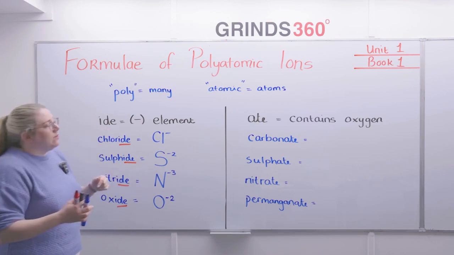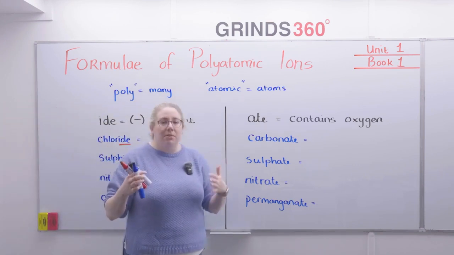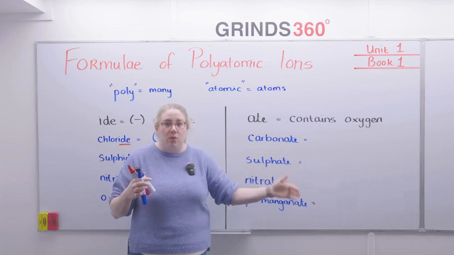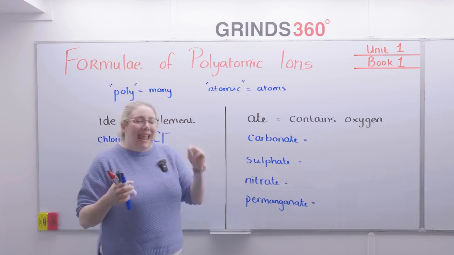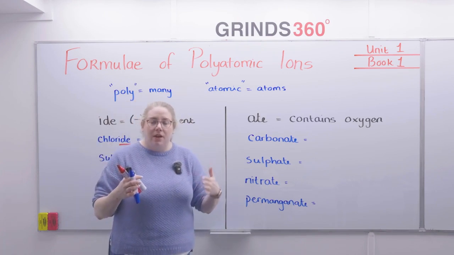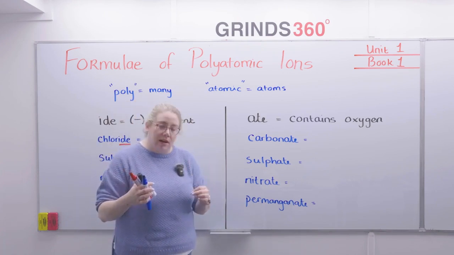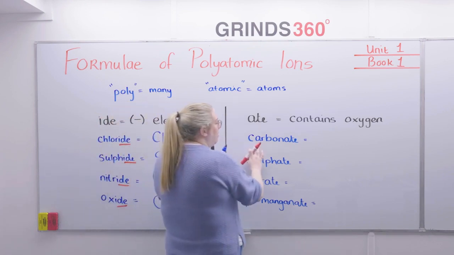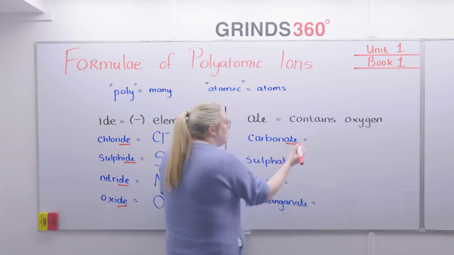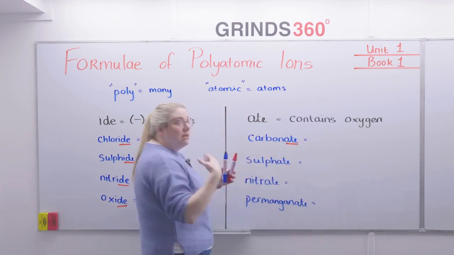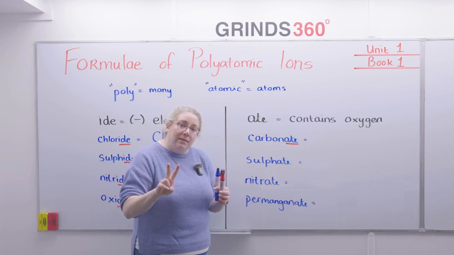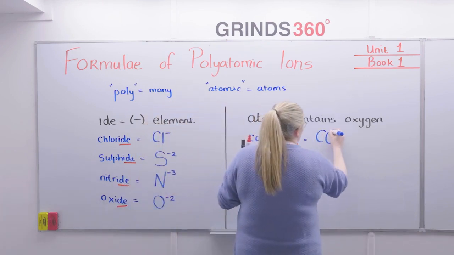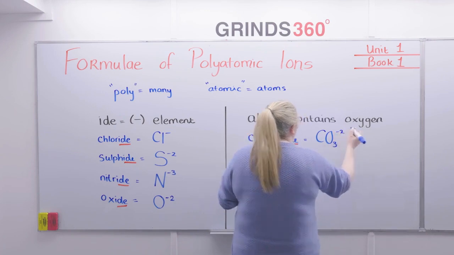Over on the other side of the board, there's another ending to the name of compounds where if you see it, it's kind of a dead giveaway that you're dealing with more than one element. If you see ATE at the end of the name of a compound, that signifies that you have oxygen in the formula. I've put 4 examples on the board. We have carbonate. The ATE tells me there's oxygen and the carbon tells me there's carbon as well. So there's actually 2 elements in this, carbon and oxygen. The formula for a carbonate ion is CO3 2-.